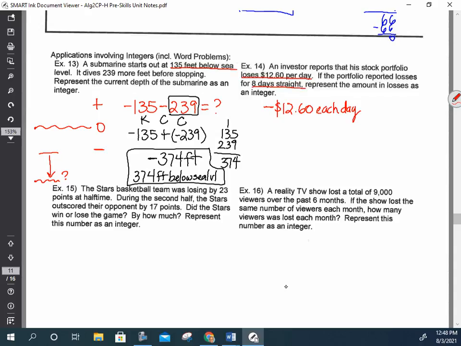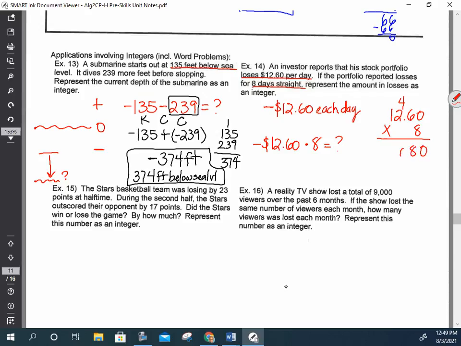So you could take negative 12.60 and add it 8 times, or take negative 12.60 and multiply it times 8. So we have ourselves a multiplication problem. Anytime you're repeatedly adding, that's what that ends up as. So we have a negative times a positive, so that means your answer is going to be negative. So all you have to worry about doing is multiplying 1260 times 8.